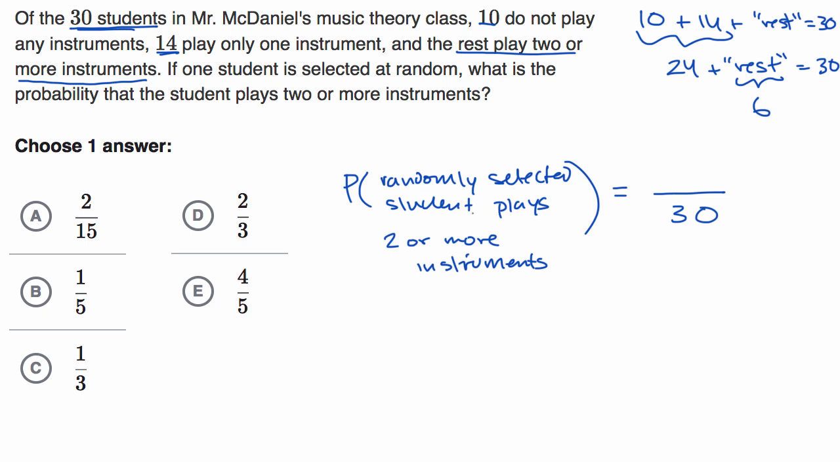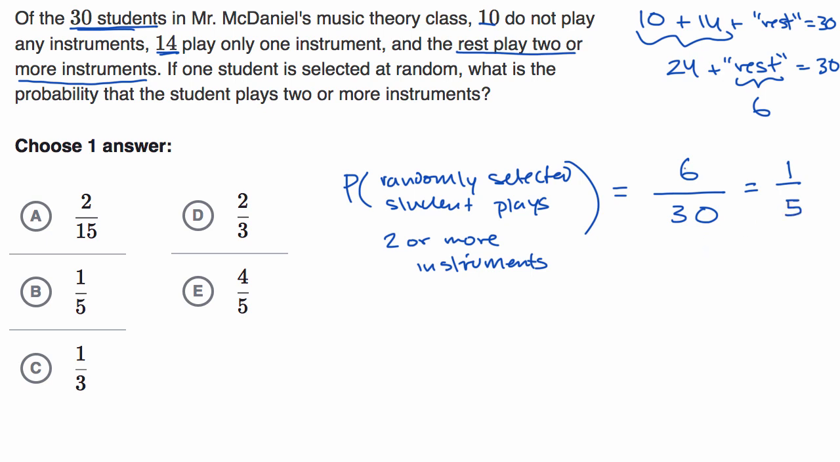So the probability of a random student playing 2 or more instruments, well, it's the number of students who meet that constraint, 6, over the number of possible students, so 6/30ths. Well, when you look at the choices, you don't see 6 over 30, but that's because we can rewrite this fraction. Let's see, 6 and 30 are both divisible by 6. And so if you divide the numerator by 6, you get 1. And you divide the denominator by 6, you get 5.